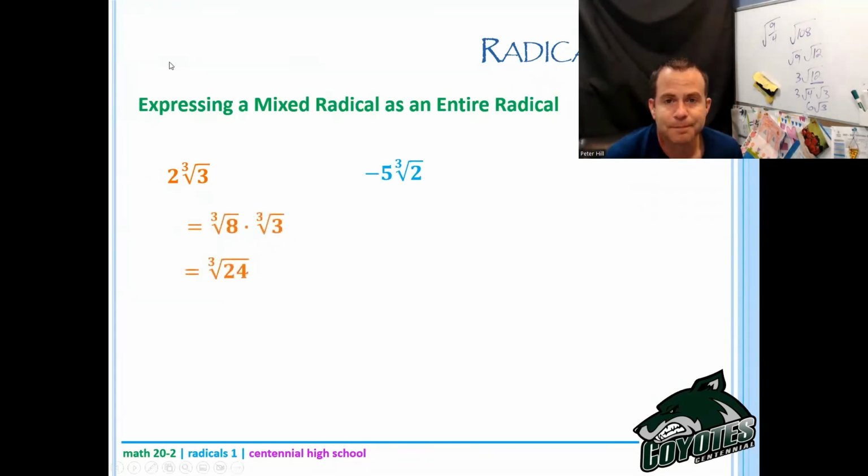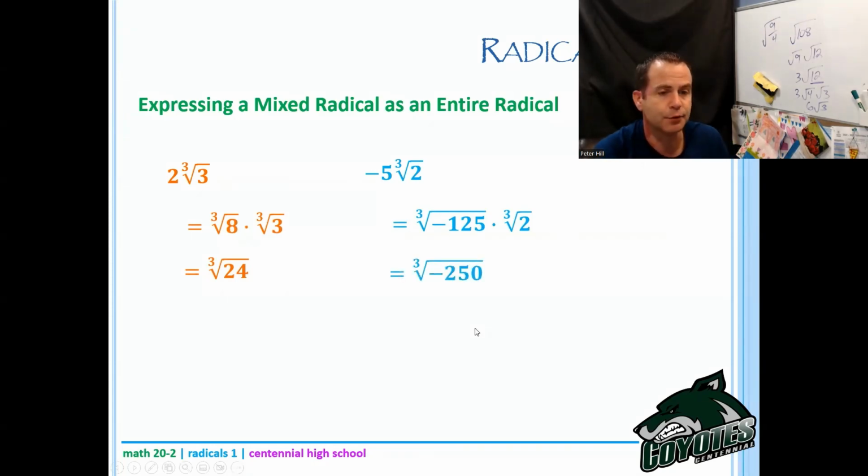Awesome. Now, negative 5 cubed root 2. Funny thing, I can bring the negative in if it's a cube root. Okay, I can take the cube root of a negative number. That is totally fine. So I'm going to cube negative 5 and I get negative 125. So I'm going to have the cube root of negative 125 times the cube root of 2. And then I can multiply those guys together and get the cube root of negative 250.